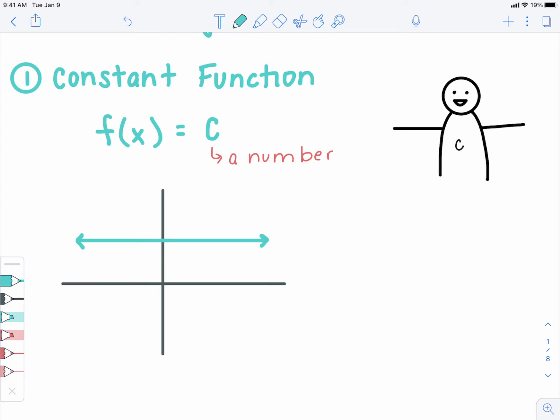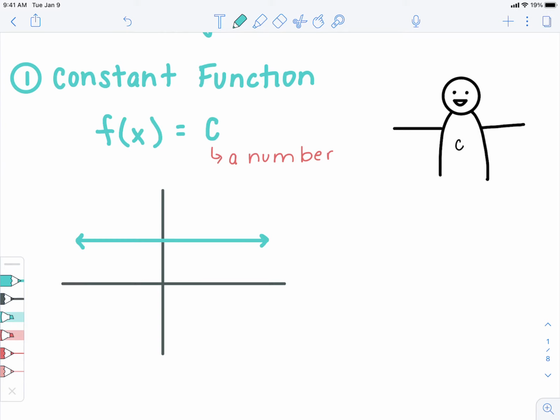Why do we write f of x instead of y? Because it tells us it's a function already. So if Simon were to ask you what a constant function looks like, you're going to go. See where this is headed?